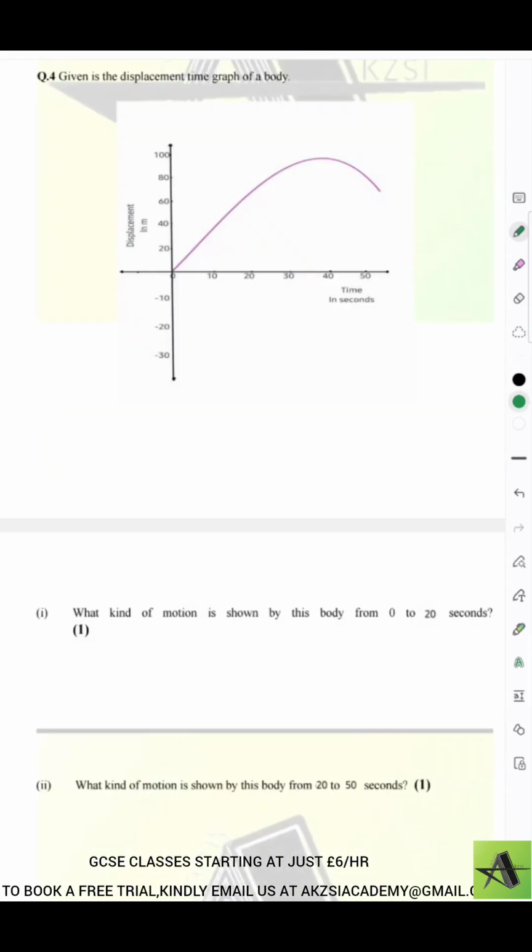Now question 4 says, given is the displacement time graph of a body, what kind of motion is shown by this body from 0 to 20 seconds? From 0 to 20 seconds, we can see it's clearly a straight line. That means it's a constant velocity because the gradient is constant. Now for part II, what kind of motion is shown by this body from 20 to 50 seconds? From 20 to 50, it's not a straight line, it's showing a curve. That means non-constant velocity, which is called acceleration. So this graph is showing that it's actually accelerating.